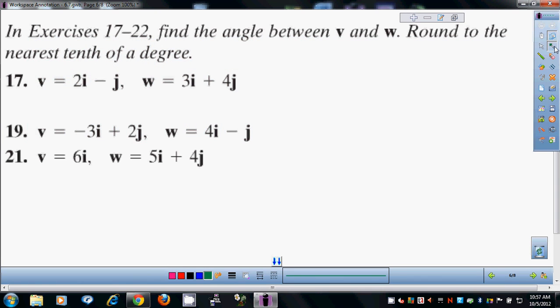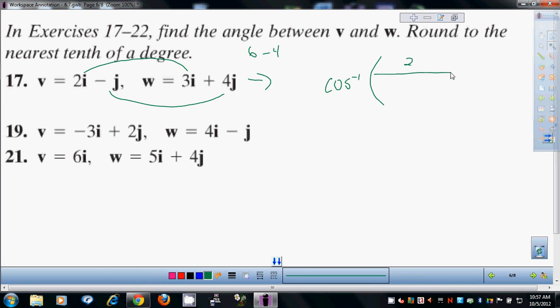Okay, let's find the angle on 17. First thing you need to find is my dot. 2 times 3 is 6. Negative 1 times 4, negative 4. So therefore my dot product is 2. Now I need to plug in my magnitudes. Magnitude of the first one, 2 squared plus 1 squared, that's 4 plus 1. That's square root of 5.